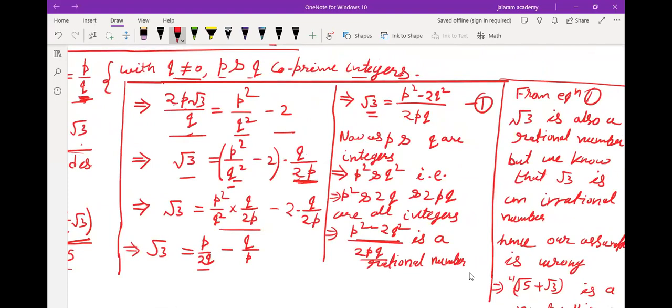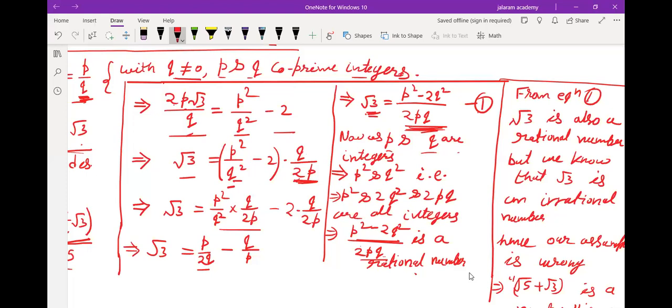Clearly, root 3 equals p square minus 2q square upon 2pq. Now as p and q both are integers, it means p square and 2q square are also integers, and the denominator 2pq is also an integer. So their combination p square minus 2q square upon 2pq is also a rational number. But from equation 1, we have assumed that p square minus 2q square upon 2pq equals root 3.